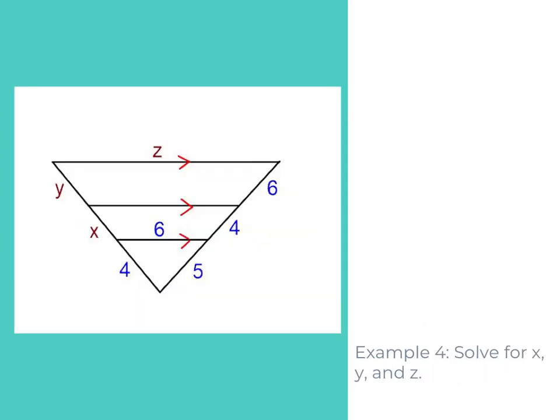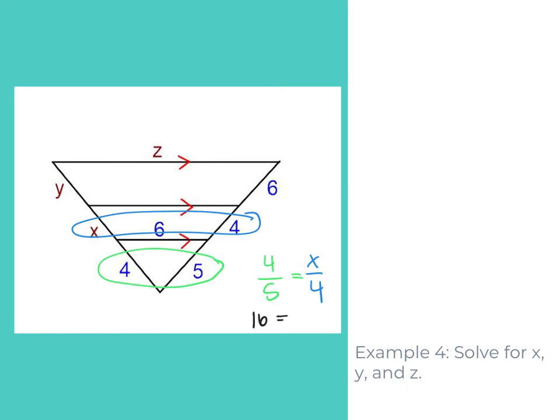In our last example, it says to solve for x, y, and z. When I look at this, I can see that I have some parallel lines, so that's going to help me. I also see that I have this relationship, so I'm going to use that one to help me find x. So I'm going to say 4 over 5 is equal to x over 4. And I'm going to solve for x using cross multiplication. So 4 times 4 is 16, which equals 5 times x. Divide both sides by 5, and I get x equals 3.2.